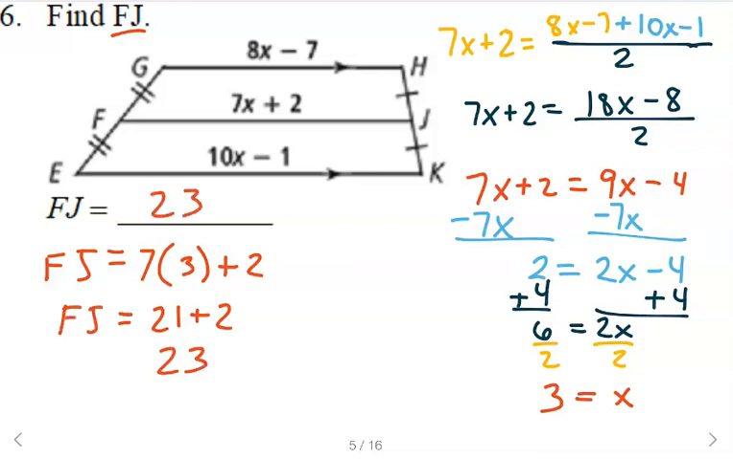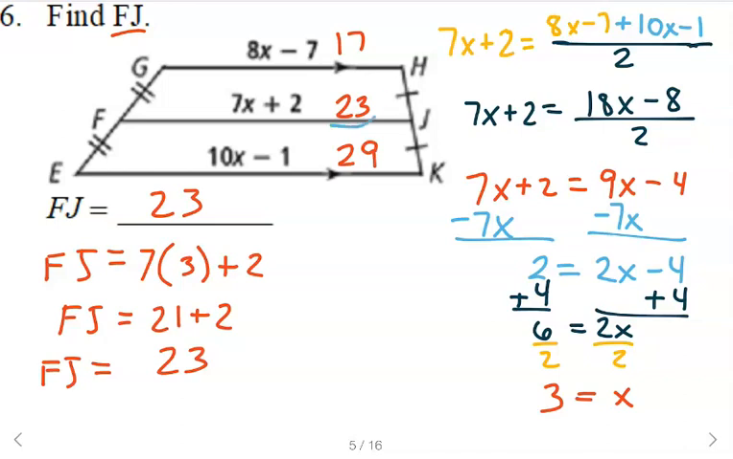Now this should be the average of the two bases. So we can plug in that x value and see. And I'll just do it real quick. Replacing this x with 3, we get 8 times 3, 24, minus 7, 17. And then if we replace this x with 3, 10 times 3 is 30, minus 1 is 29.